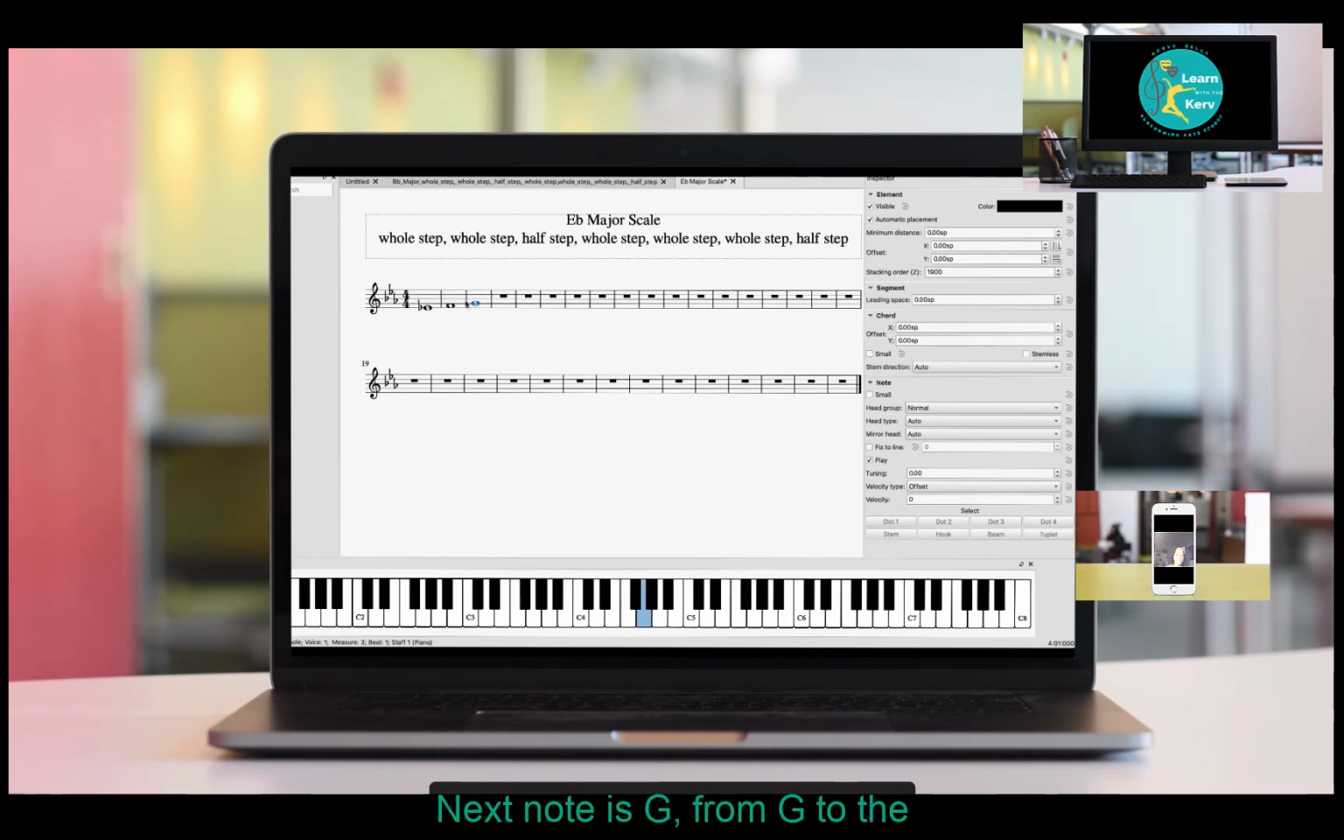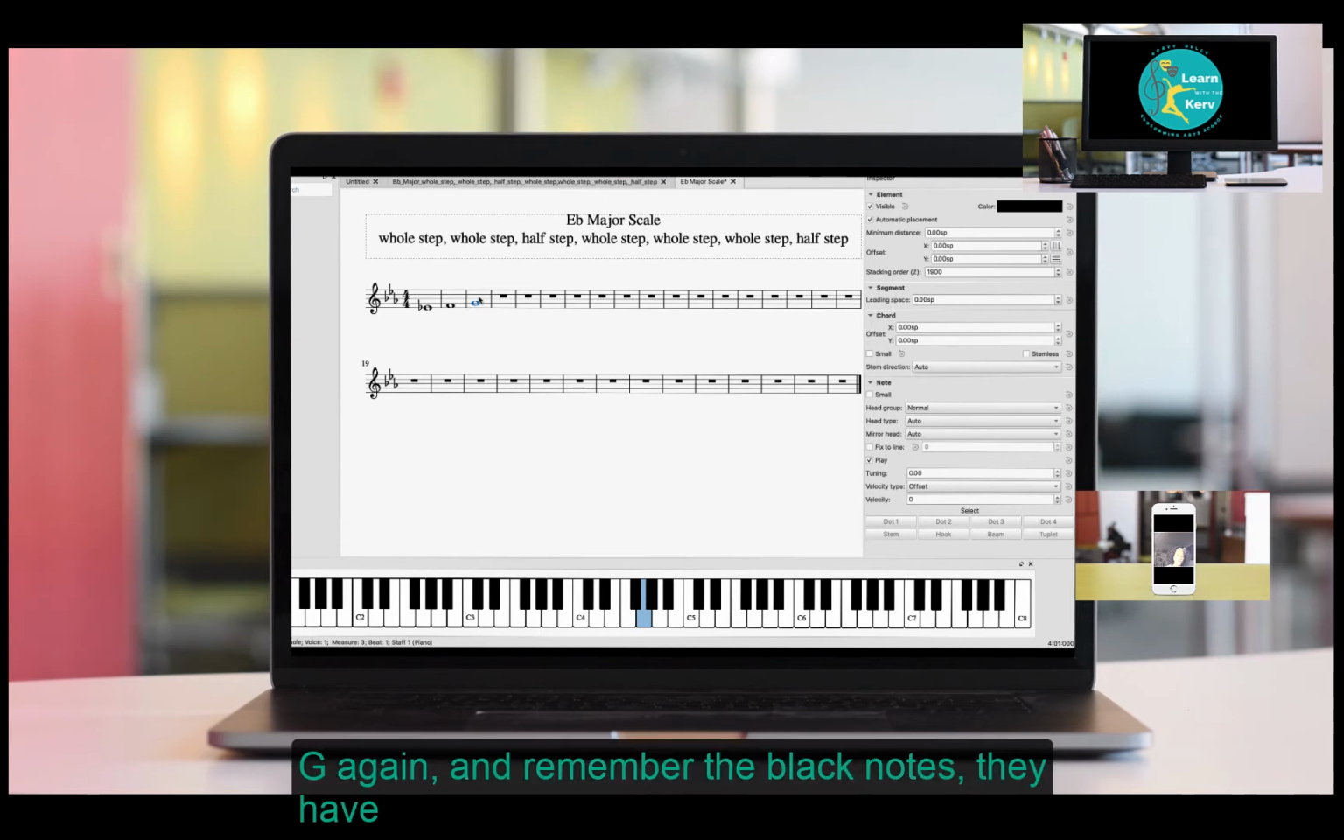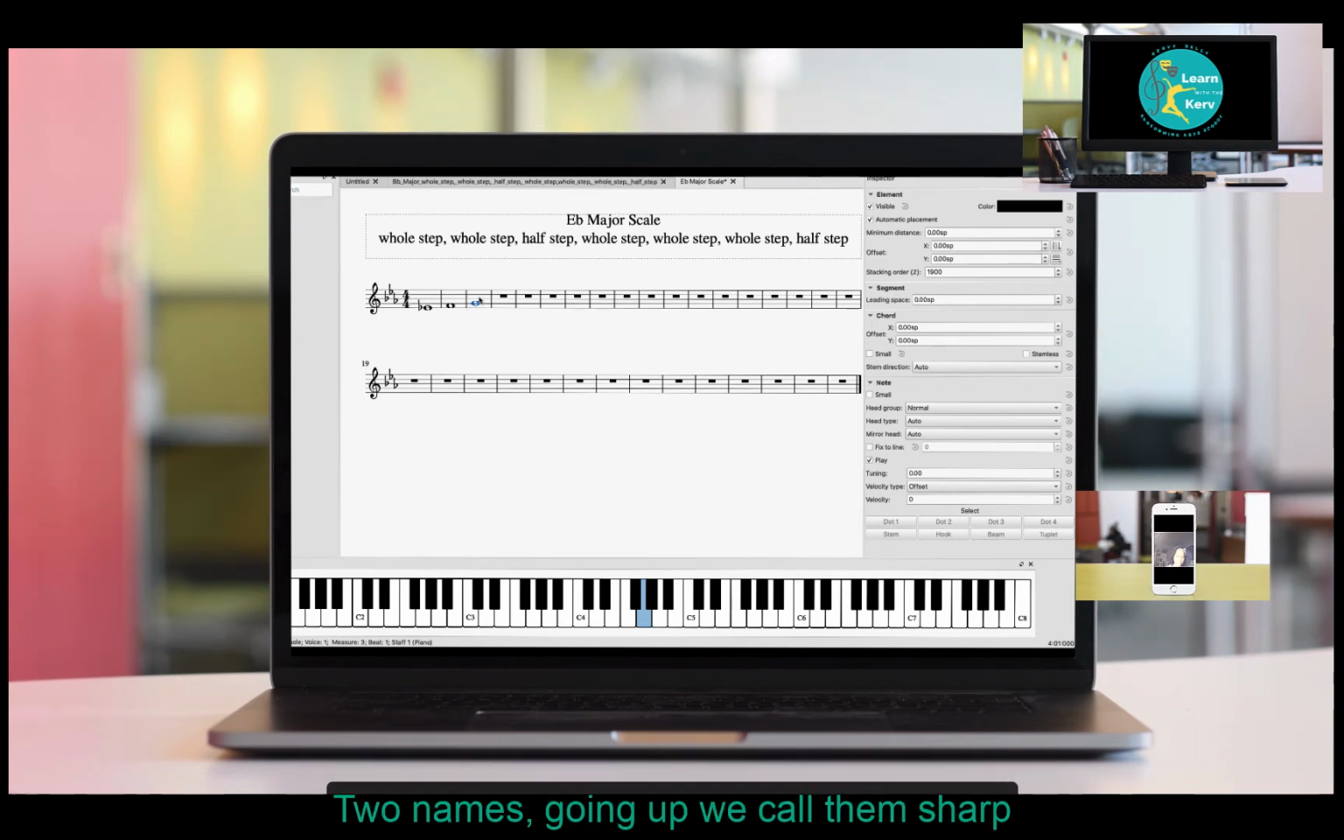From G to the next note, we need a half step. From G to G sharp is a half step, but because we just got G, we cannot call it G again. And remember, the black notes have two names. Going up, we call them sharp. Going down, we call them flat. Going up, this is G sharp. Going down, this is A flat.